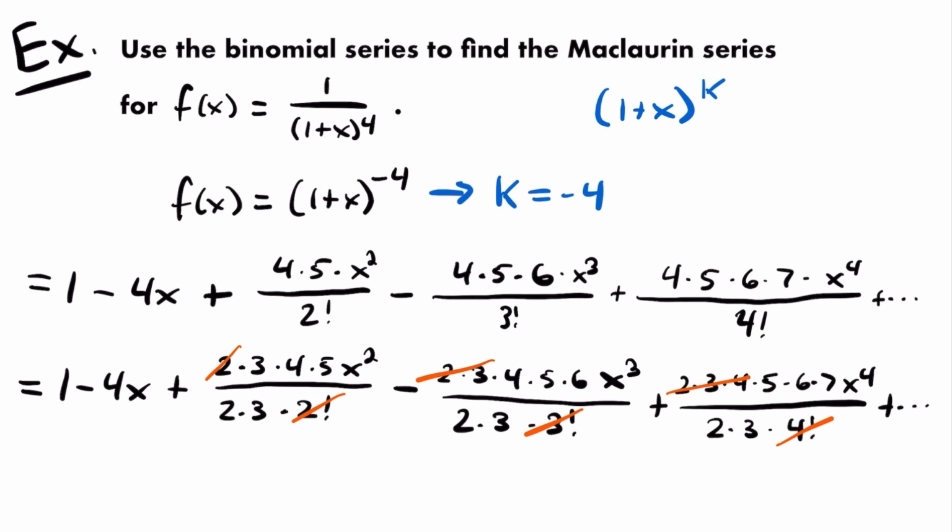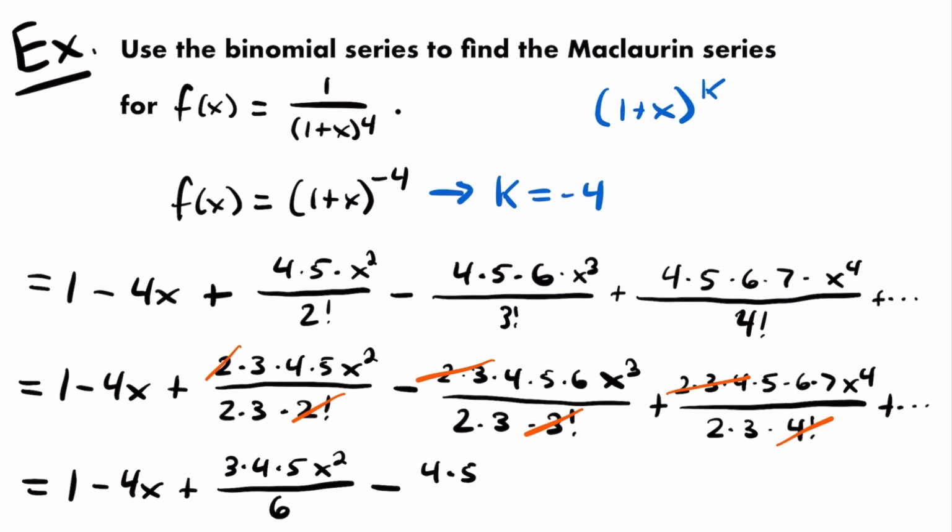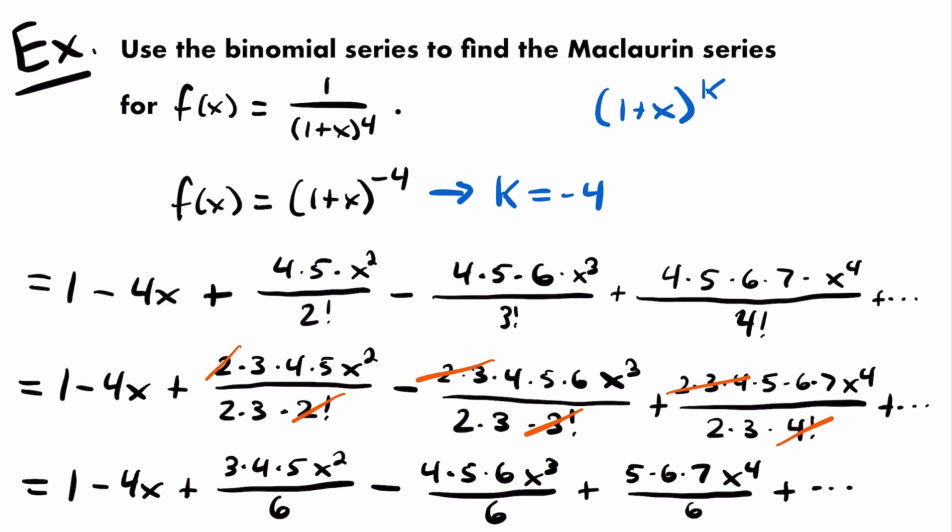So what everything simplifies to is this. We'll have 1 minus 4x plus 3 times 4 times 5 times x squared divided by 6 minus 4 times 5 times 6 times x cubed divided by 6, and then plus 5 times 6 times 7 times x to the power of 4 divided by 6. And then we can continue to add more terms from there. And now what we're left with is a pattern that we can identify.